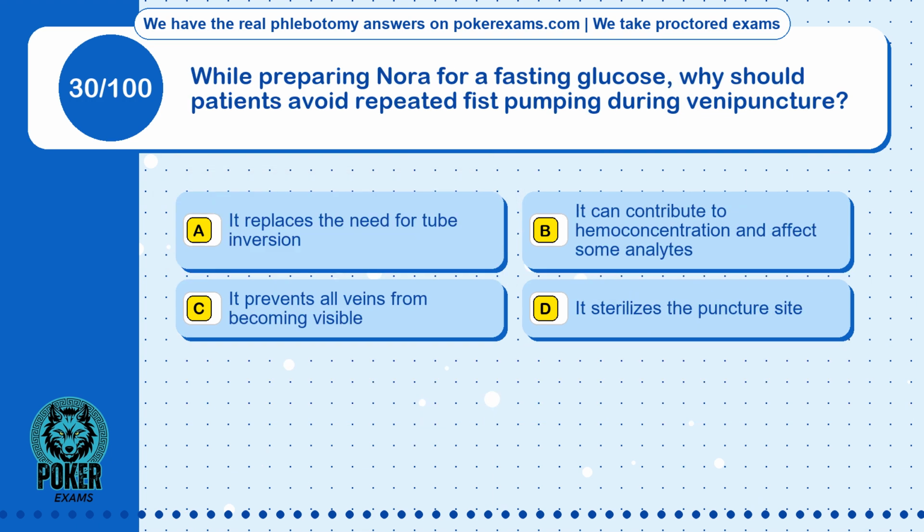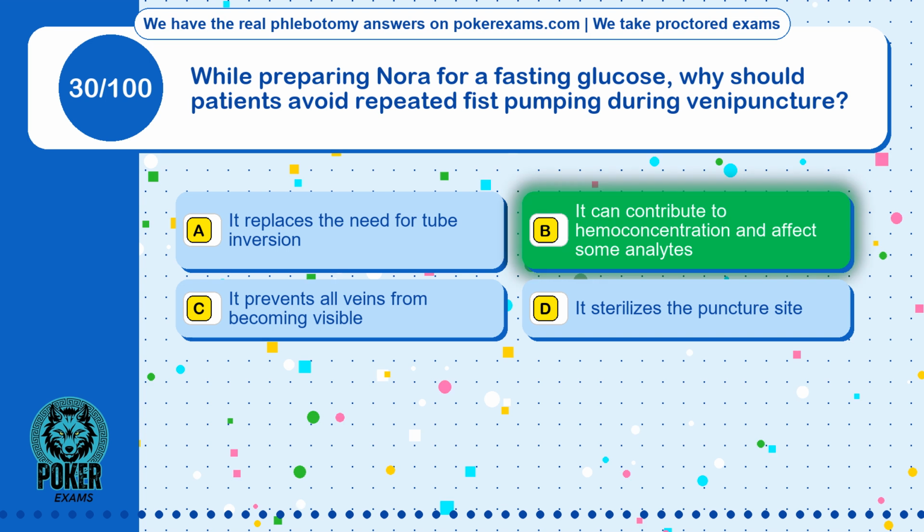Question 30. While preparing NORA for a fasting glucose, why should patients avoid repeated fist pumping during venipuncture? Option A. It replaces the need for tube inversion. Option B. It can contribute to hemoconcentration and affect some analytes. Option C. It prevents all veins from becoming visible. Option D. It sterilizes the puncture site.